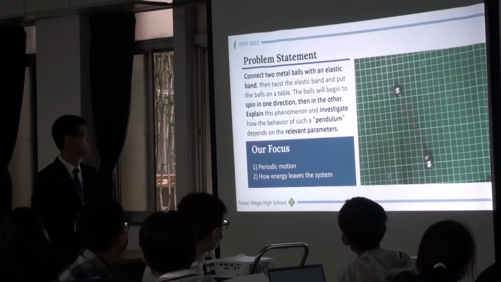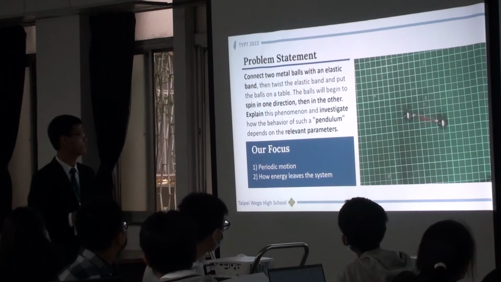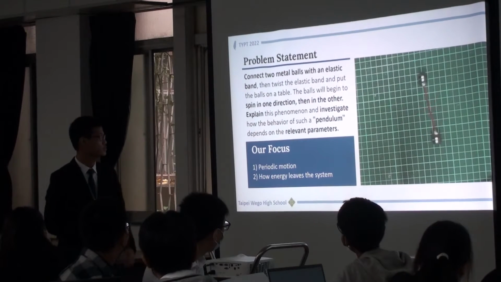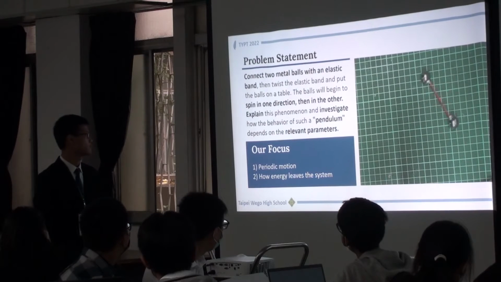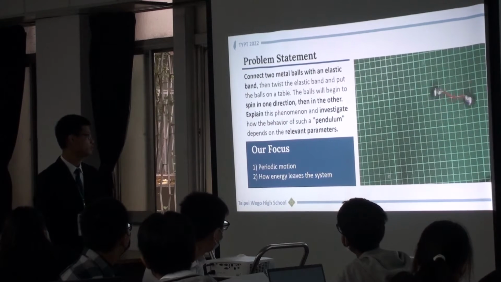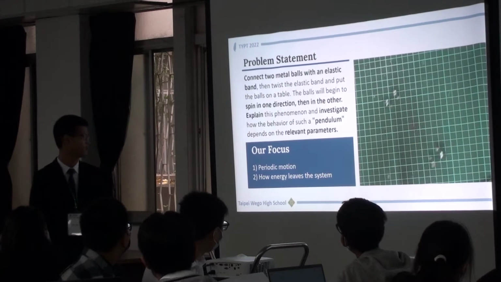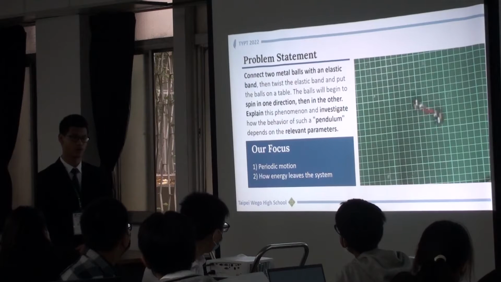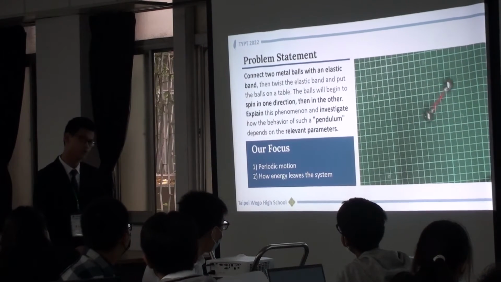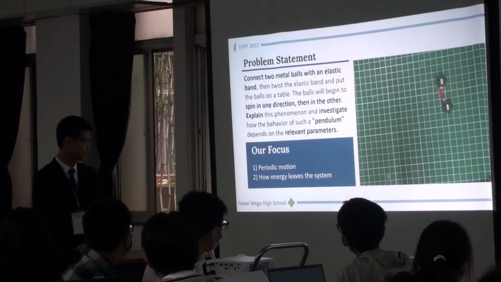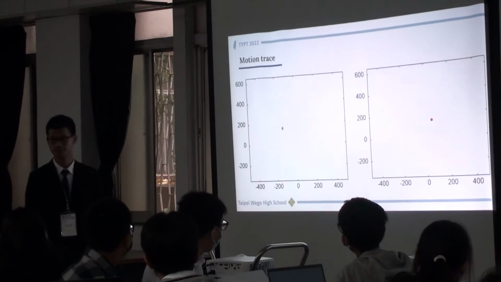So for the problem statement, connect two metal balls with an elastic band. Then twist the elastic band and put the ball on the table. The balls will begin to spin in one direction, then in the other. Explain this phenomenon and investigate how the behavior of such a pendulum depends on relevant parameters. So we believe our focus will be mainly on two points. First is its periodic motion and how energy leaves the system.